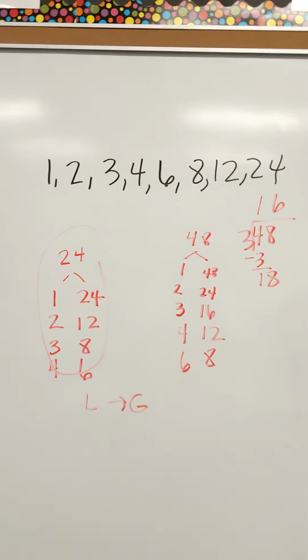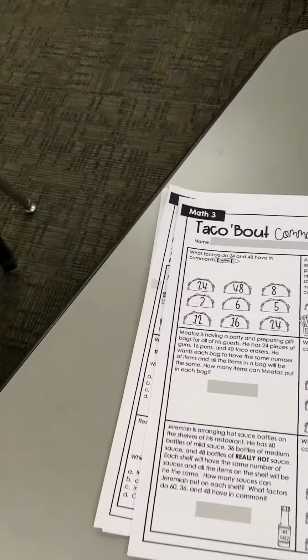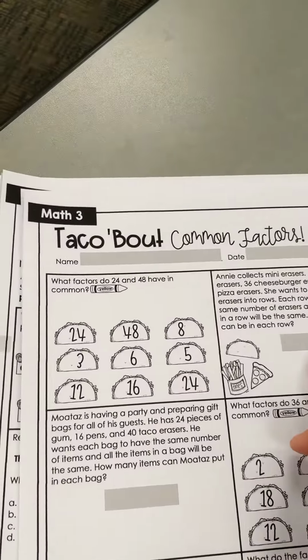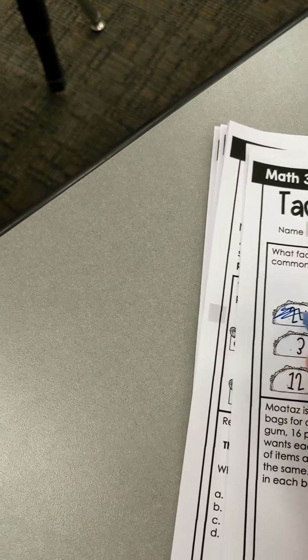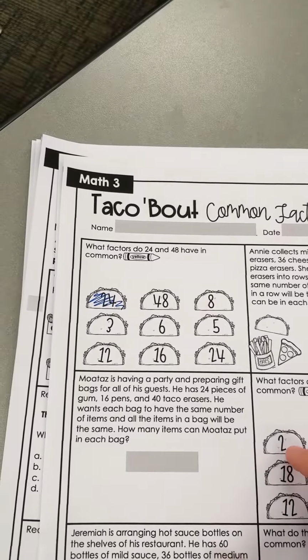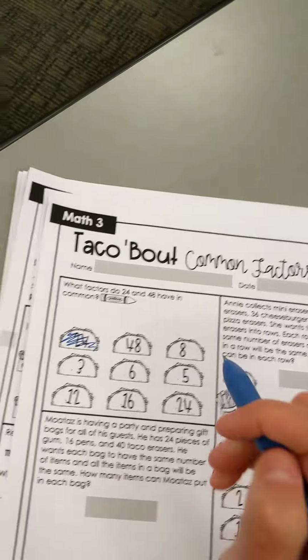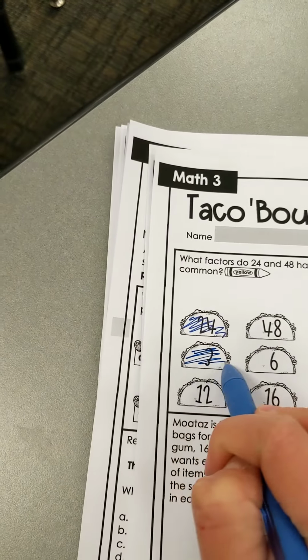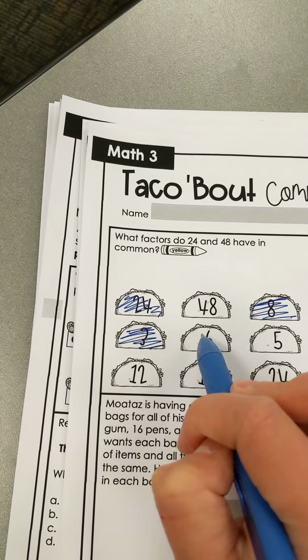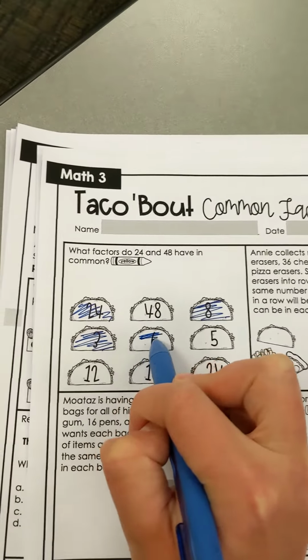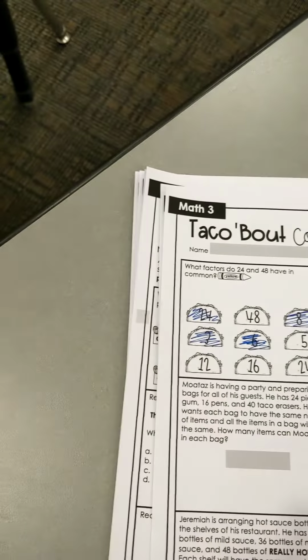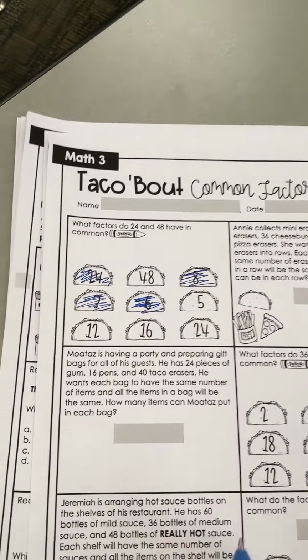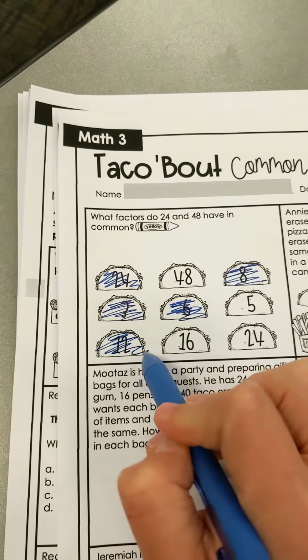Is everybody with me? So then I'm just going to go over here and color those factors. I believe on your deal it is the color yellow. So my question for you is, what did they have in common? They had in common 24, not 48. They had the number 8. They did have the number 3. They did have the number 6. 6 was on our list. They did not have 5. They did have 12. 12 was on our list.